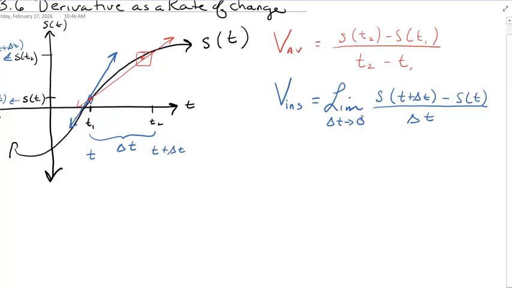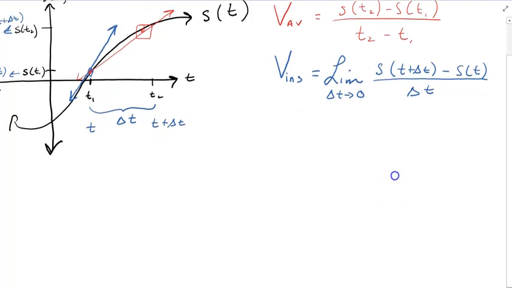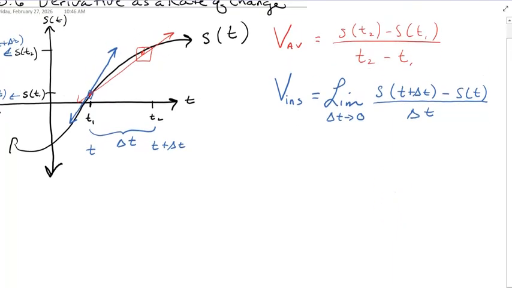So this essentially is my instantaneous velocity. In other words, instantaneous velocity is simply the slope of the tangent line at a particular time, meaning it's a derivative of position. So how do we show that?